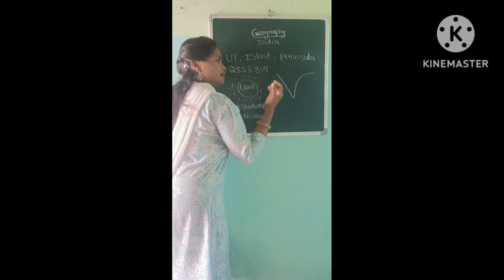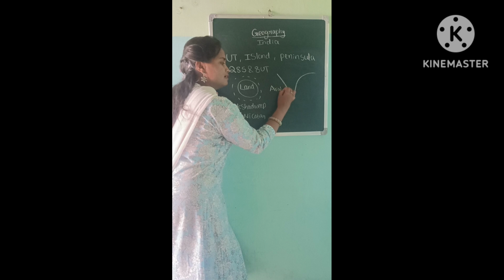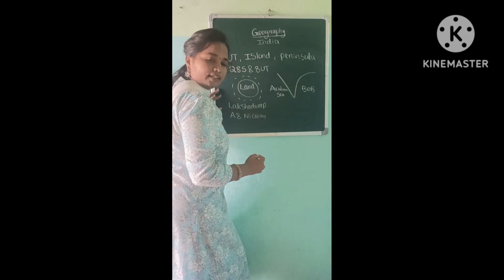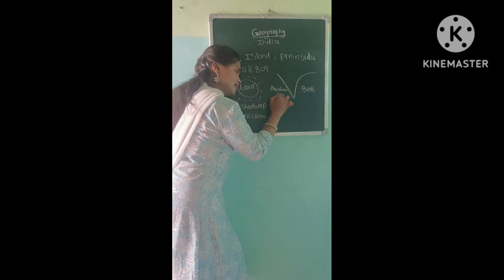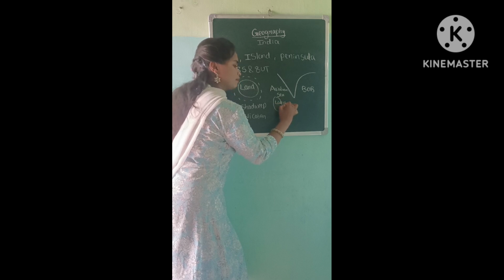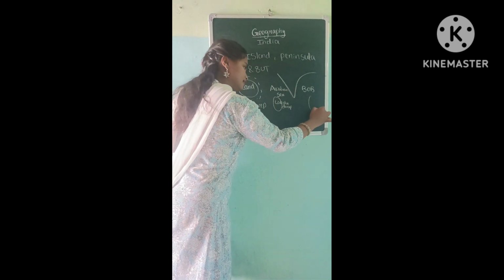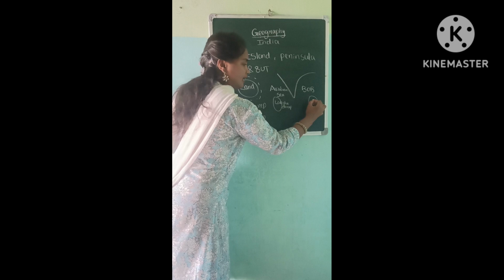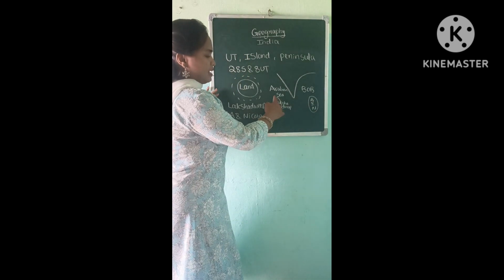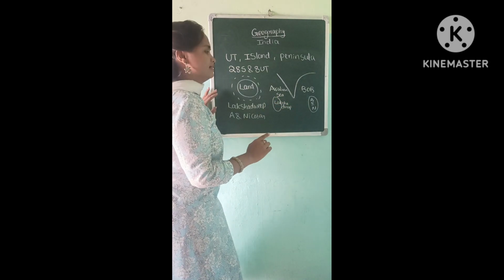This is the southern part of India, left side Arabian Sea, right side it is the Bay of Bengal, right? In this Arabian Sea, there is an island called Lakshadweep. Okay, and here in the Bay of Bengal, there is an island called Andaman and Nicobar. Okay, as they are surrounded by water on 4 sides, they both are called islands.